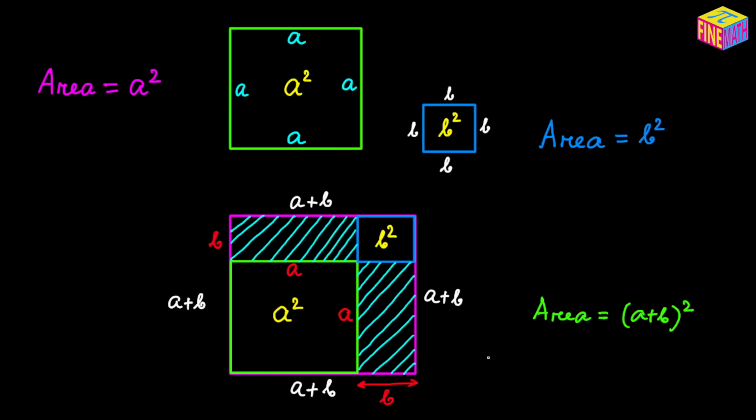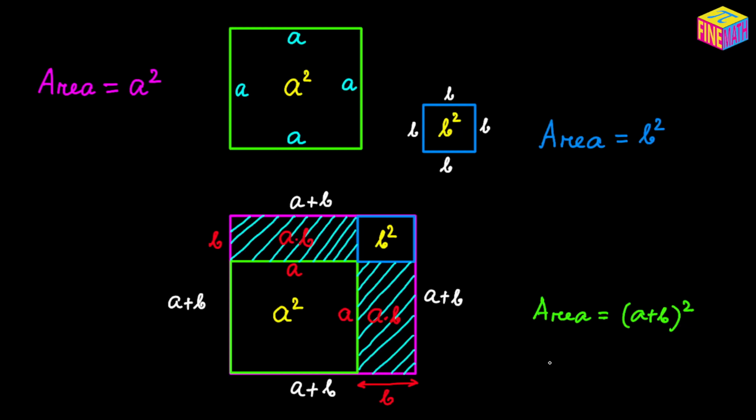Now what is the area of each of those shaded regions, which are actually rectangles? What is the area of this rectangle right here? I am writing a times b. I am writing on top of the shaded area there, right? And here again the area of this rectangle would also be a times b.